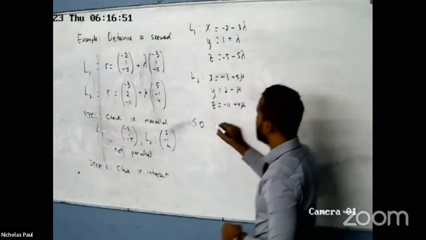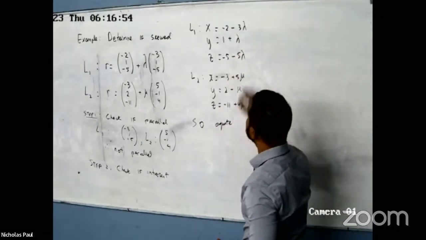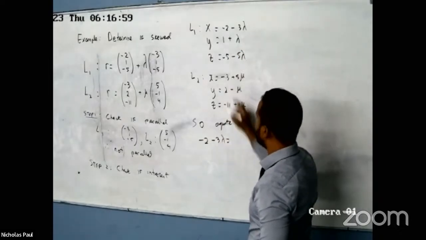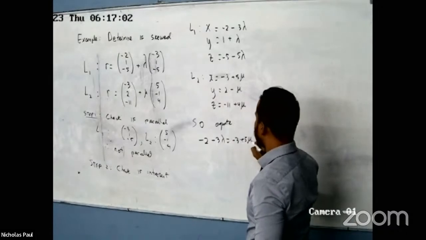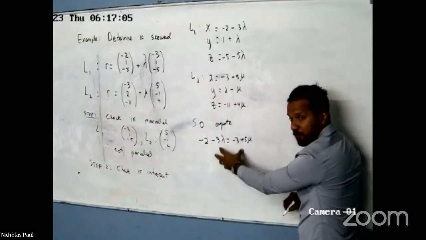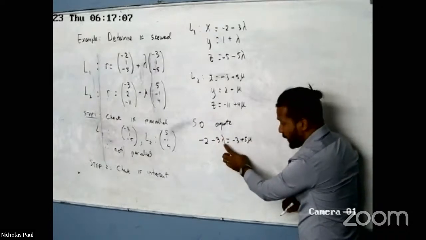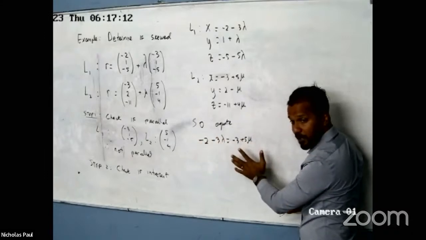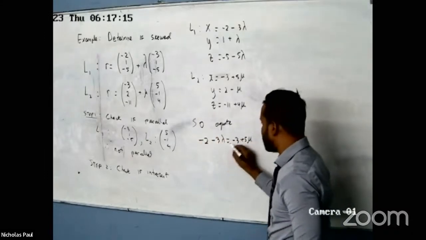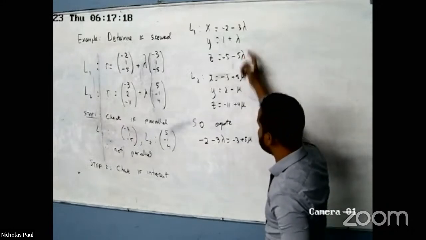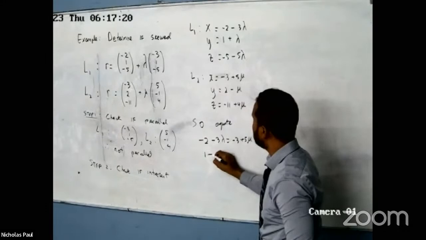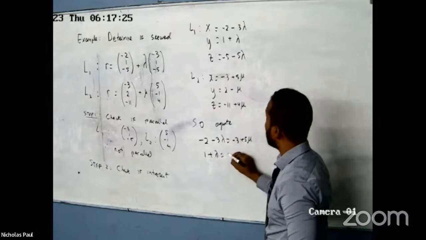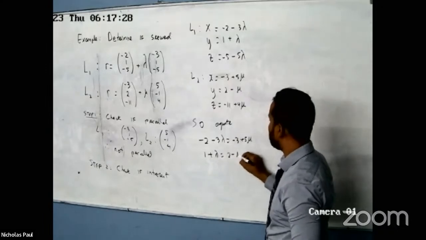So I am going to equate the x values. -2 - 3 lambda is equal to -3 + 5 mu. If they intersect, there should be a value for lambda and a value for mu that will make this equal. Actually, let's do the next one. 1 + lambda, that's the y here, is equal to 2 - mu.